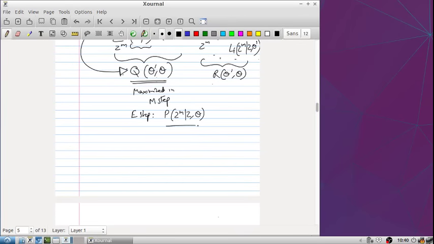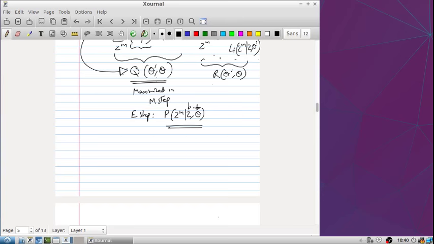E step: you start with some parameter. So whatever the current parameter is and current data is, this is the data, this is the parameter, tell me what could be the probabilities of the missing data. So I'm using M to talk about missing data. This is data that is not there, that's not given to you, so it's missing.